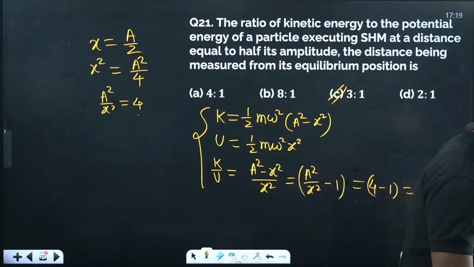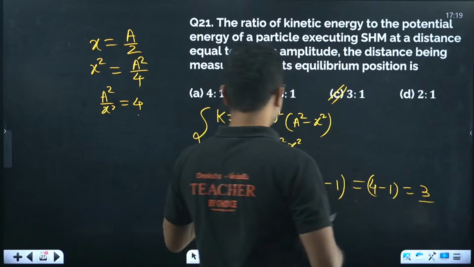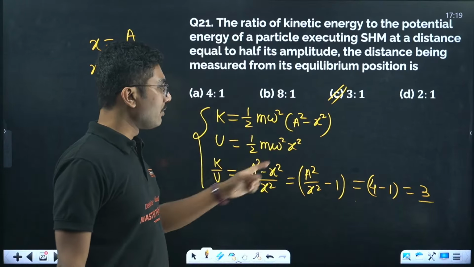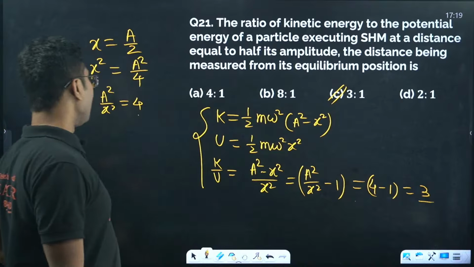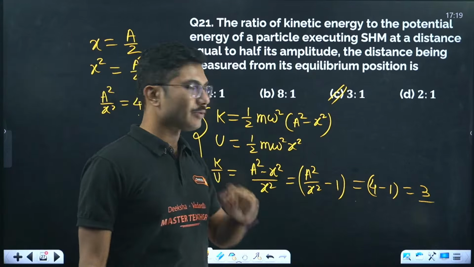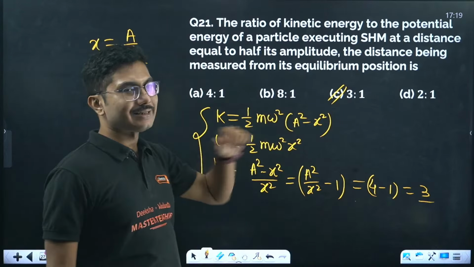Again it is not option A, it is option 3. It will be 4 minus 1. There is a minus 1 there. a square minus x square.